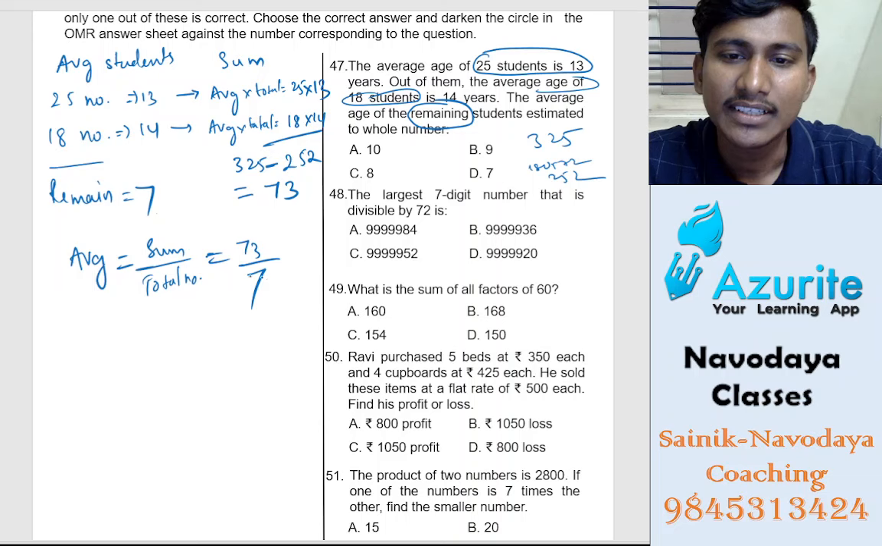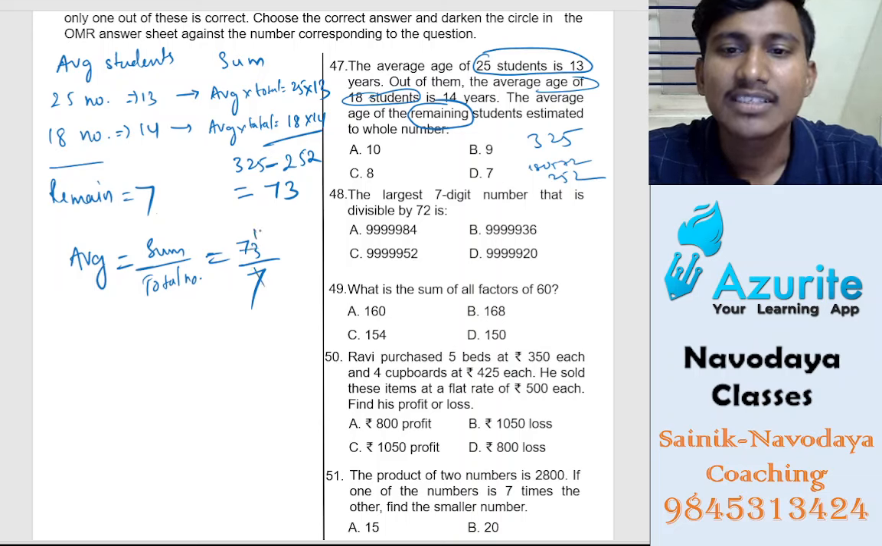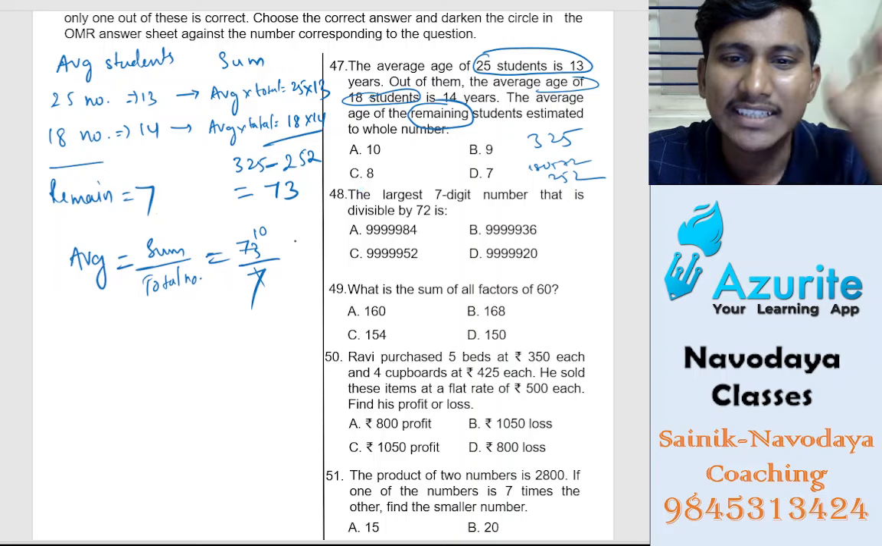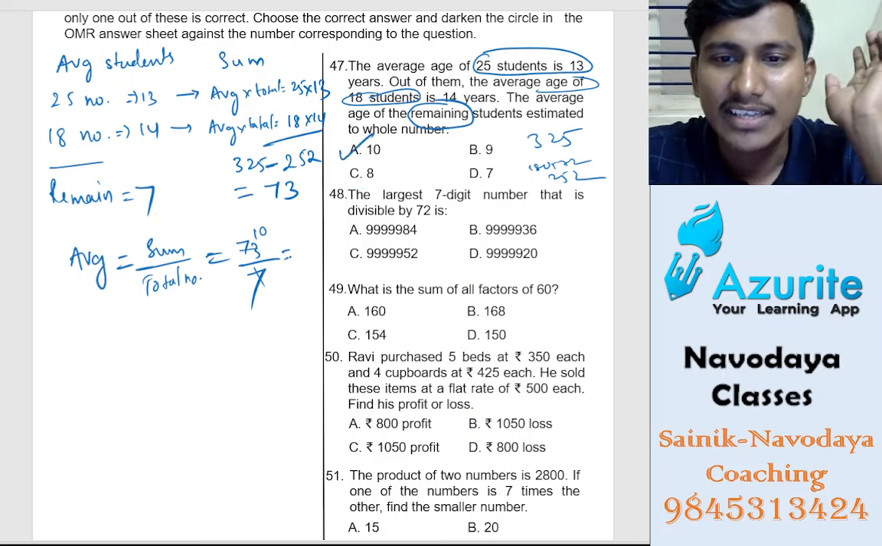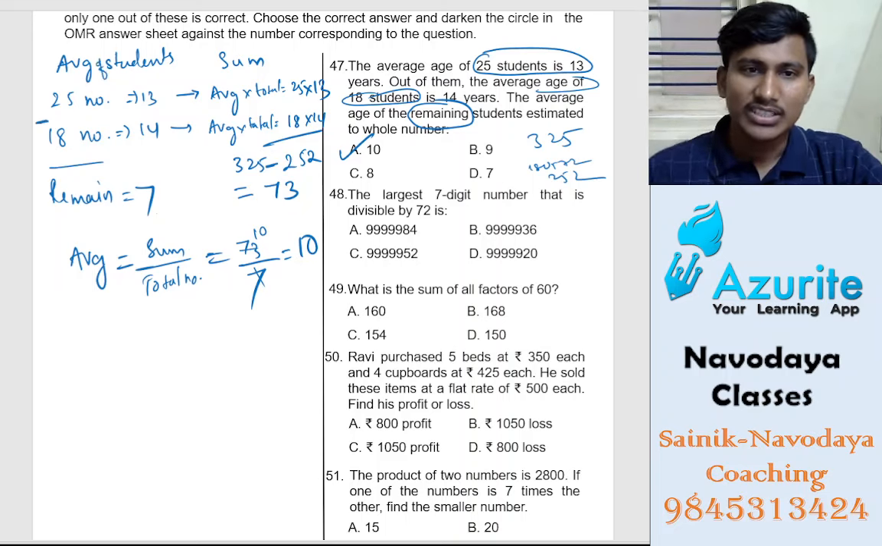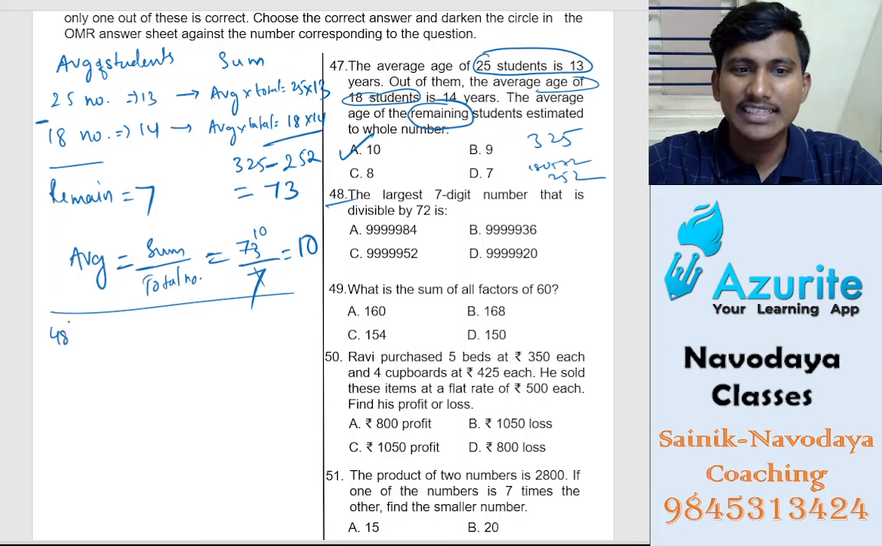If you divide, 7 tens are 70, right? So 3 is left. They are asking to find the approximate, so nearly 10 is the answer. Option A is the answer here. Understood? So students, let's go to the next question, that is question 48. Question 48 is actually very easy.